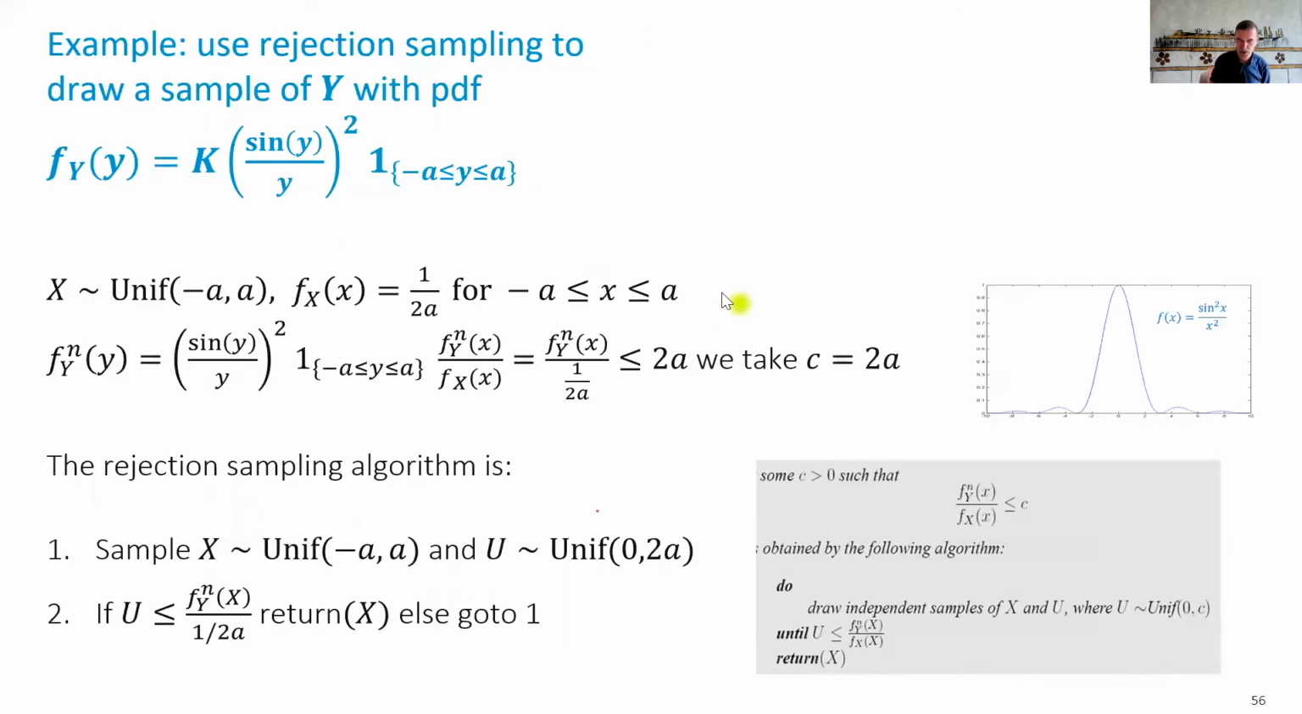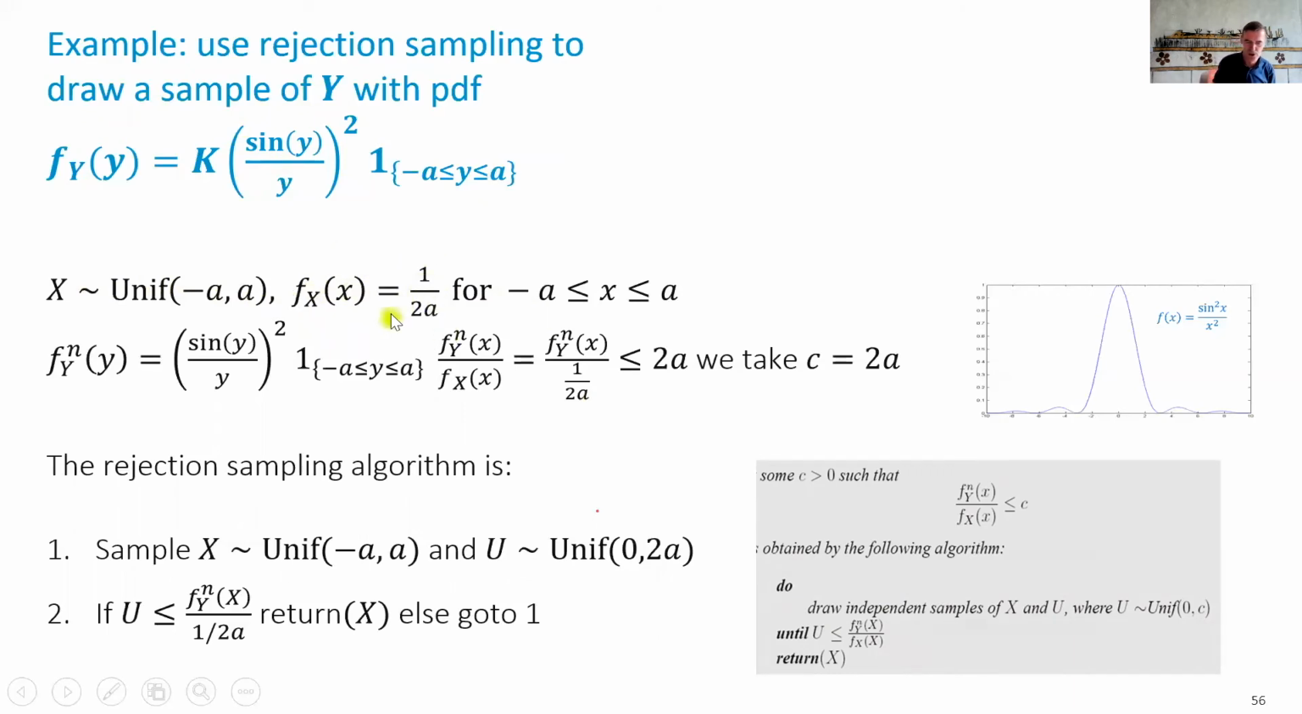This is exactly what we did in the previous quiz. I wanted to draw a sample from this cardinal sine squared function here, restricted to a finite interval. This is positive. This has a mass over the entire real numbers, but here I bound it between minus a and a. Then if I want to draw a sample from this, I do exactly the algorithm that we saw before. I draw a uniform between minus a and a. So my distribution for the uniform is this.